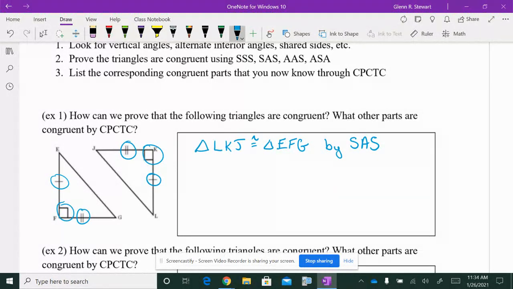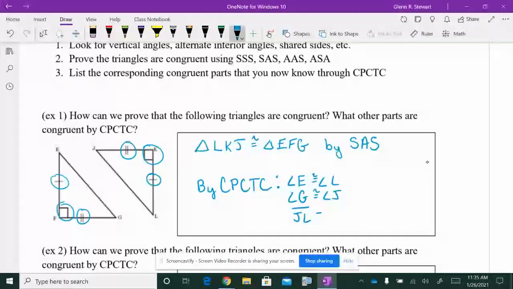So what other parts are congruent then by CPCTC? By CPCTC, which stands for corresponding parts of congruent triangles are congruent, we note the things that are not necessarily marked, such as angle E being congruent to angle L, angle G being congruent to angle J, and side JL being congruent to side EG.